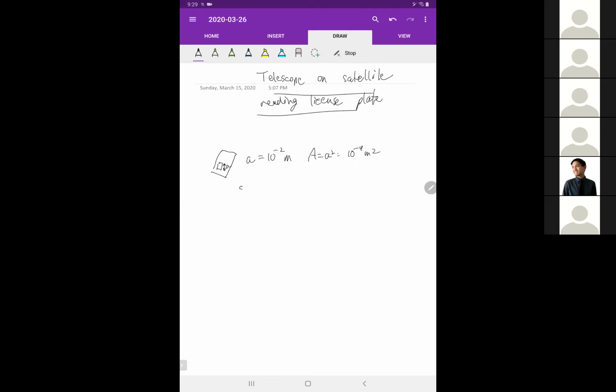Now, sunlight, the intensity is about 10 to the third joules per second per square meter. So P is IA is 0.1 joules per second. Now we have to convert that to photons per second.